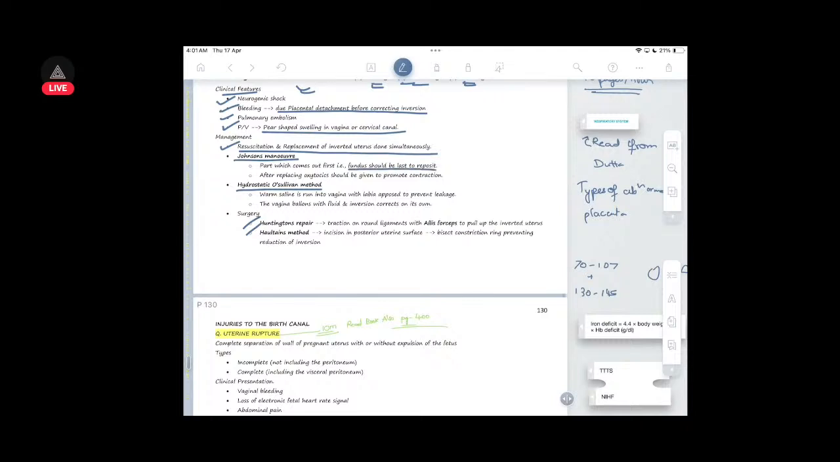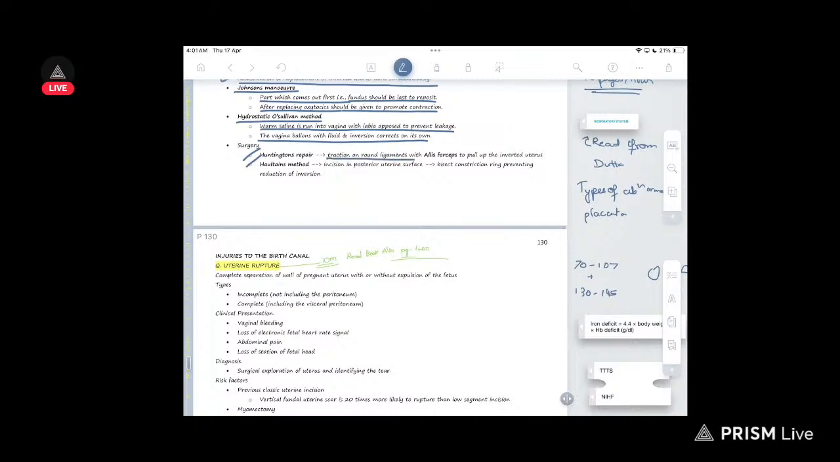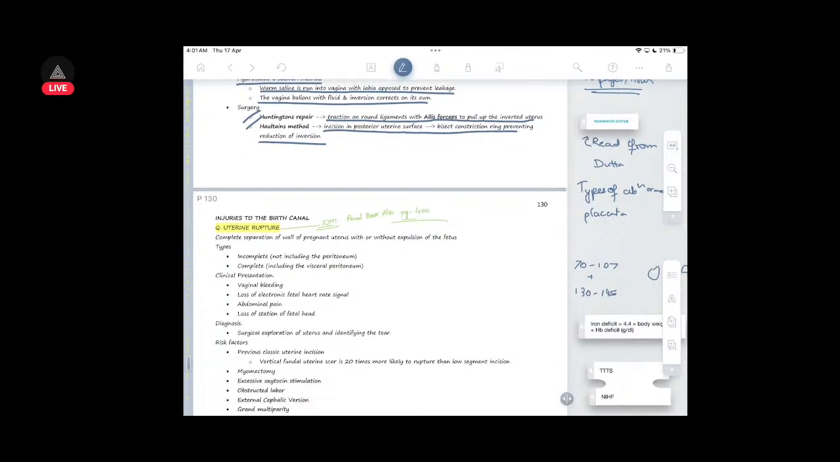The fundus should be the last to reposition. The part which comes out first, that is the fundus, should be the last to reposition. After replacing, oxytocin should be given to promote contraction. Warm saline is instilled into the vagina with labia opposed to prevent leakage. A vaginal balloon with fluid is used and the inversion corrects on its own. Huntington's repair is traction on the round ligament with Allis forceps to pull up the inverted uterus, and Haultain's method is an incision in the posterior uterine surface to bisect the constricted ring which prevents the reduction of the inversion.